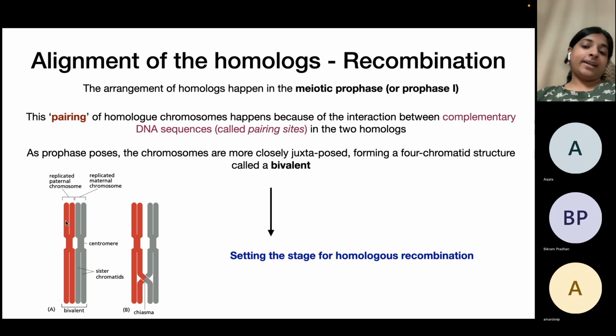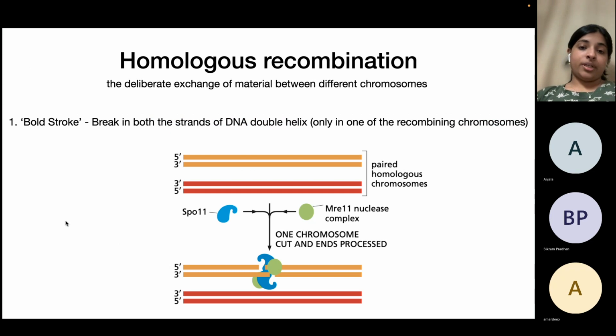complex. This is actually setting the stage for something known as homologous recombination, which is the deliberate exchange of material between different chromosomes. This is essential because that is what generates the genetic diversity that we have seen to be crucial for, say, evolution. The first step in homologous recombination is a break in both strands of DNA. This is a very bold stroke by the cell, and one protein known as SPO11 has been found to be crucial for this process. This is a representation of the bivalent structure.